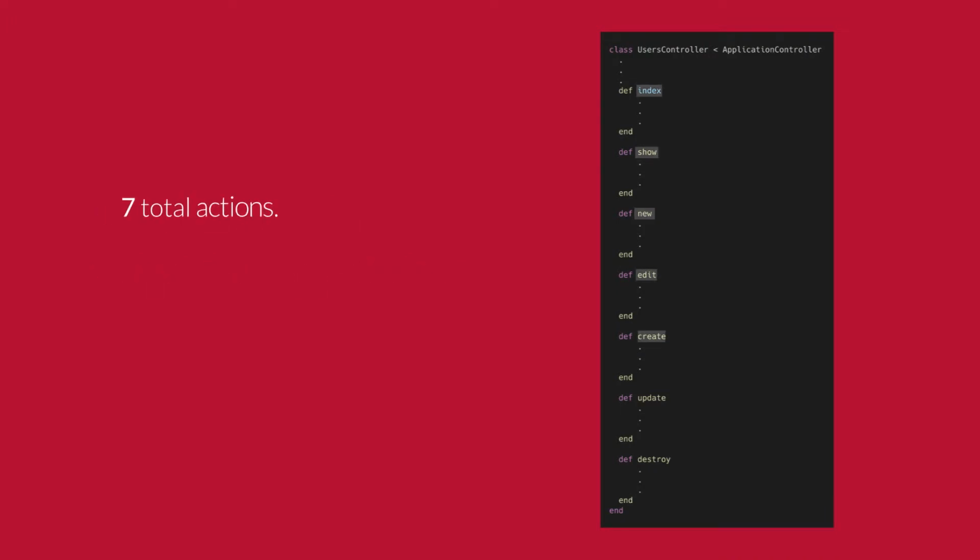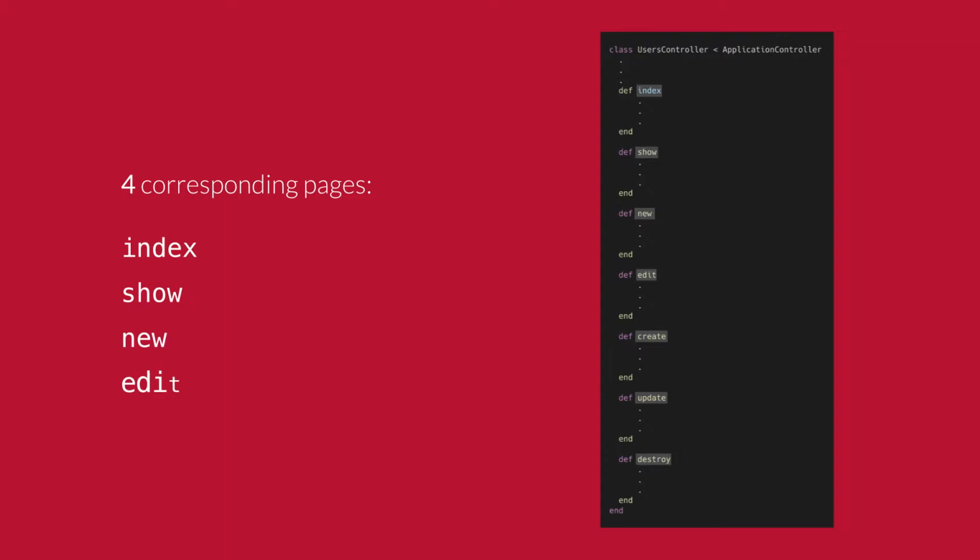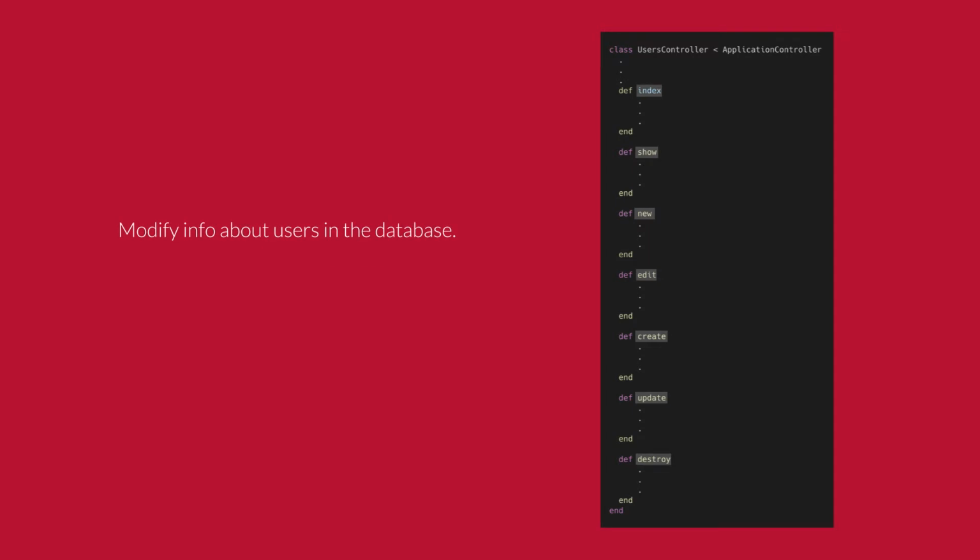Notice that there are 7 total actions that are automatically created by the Rails generator. However, remember that there are only 4 corresponding pages: index, show, new, and edit. So create, update, and destroy are controller actions that don't have corresponding rendered pages, although they certainly could. These actions exist to modify information about users in the database.